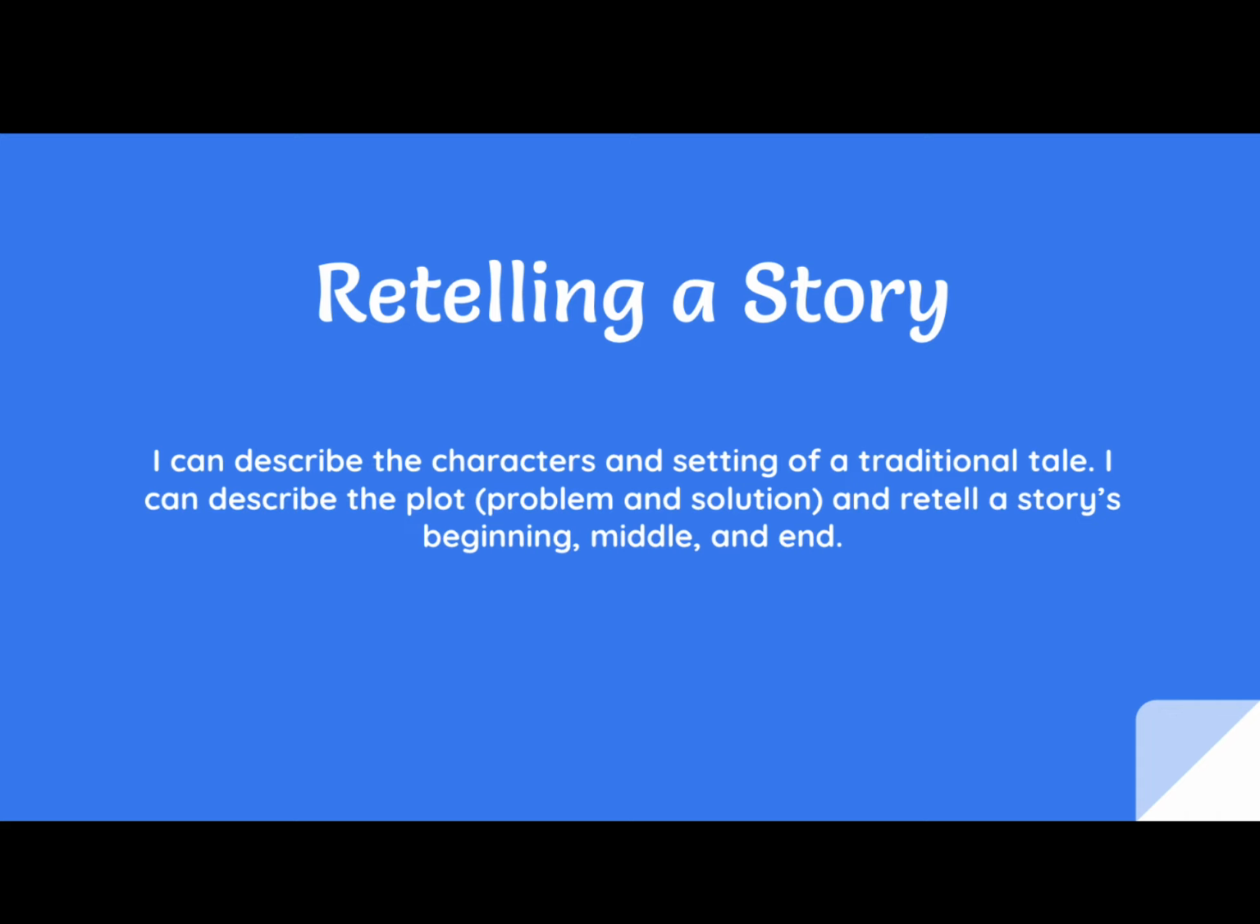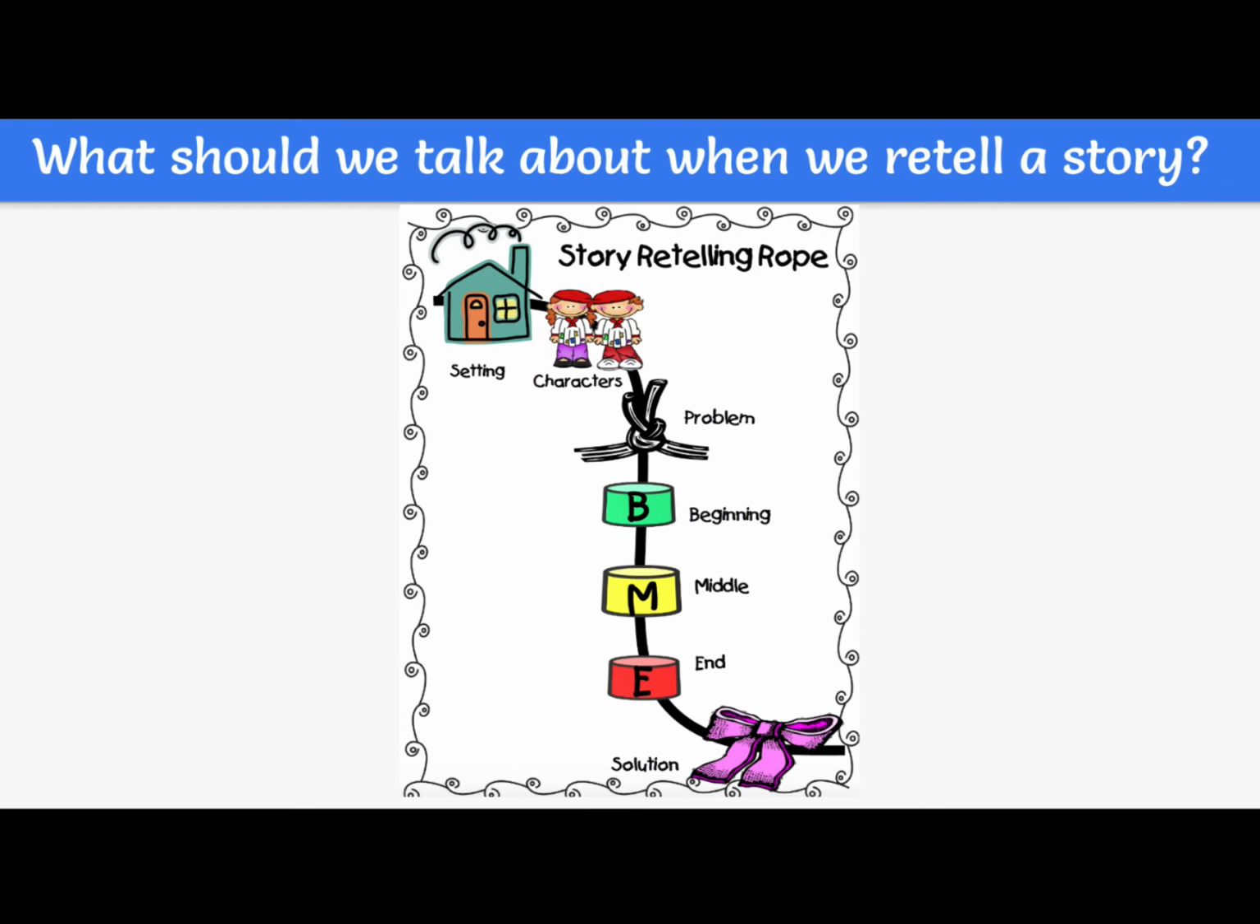So we've learned that you should always do something at the end of a book. So we're just going to practice to become really great retellers. If we want to get really good at retelling a story, what should we talk about when we retell the story? If you look at this chart, this is the story retelling rope. It begins with the setting, and then you talk about the characters, the problem, the beginning, the middle, the end, and then the solution of the story.